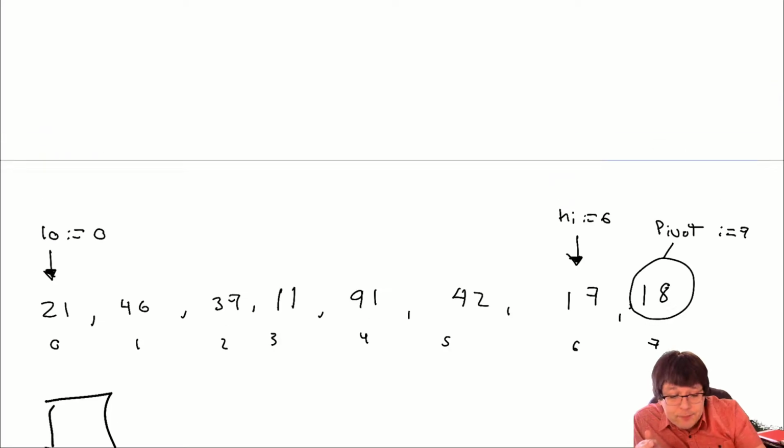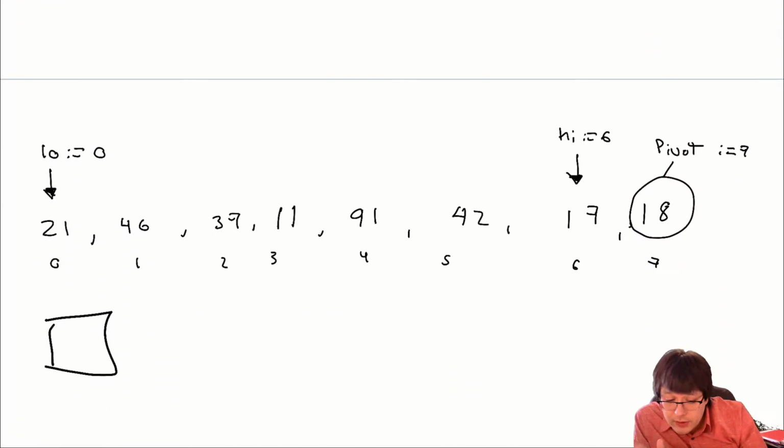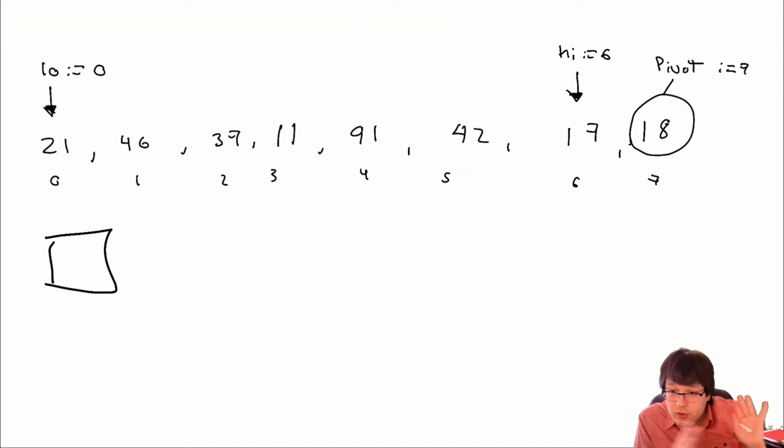And by the way, I should point out, we are doing the Hoare method, because there's another method for partitioning, called Lomuto, which we'll go over later. But first Hoare, because that's frankly a better method. It's actually a faster method. So 21 is bigger than 18. So low is actually bigger than our pivot. So we need to swap it with something. So we need to put it to the other side.